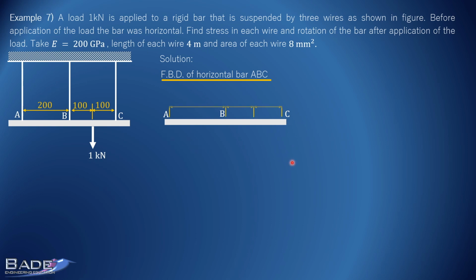This is diagram of rod ABC with all dimensions. Then weight of the bar is to be neglected. Nothing is mentioned about weight of the bar, so we should neglect that weight. Then 1 kilonewton force is applied. So applied force 1000 Newton. And then reaction at A, B and C. These are 3 wires. So pull type of force. So wire at A, TA, wire at B, TB and wire at C, TC. So this is complete free body diagram.